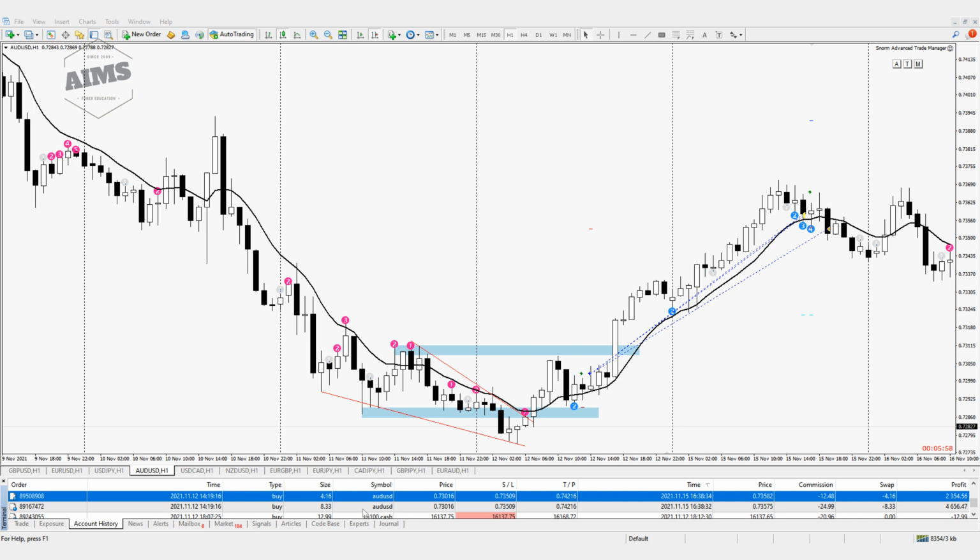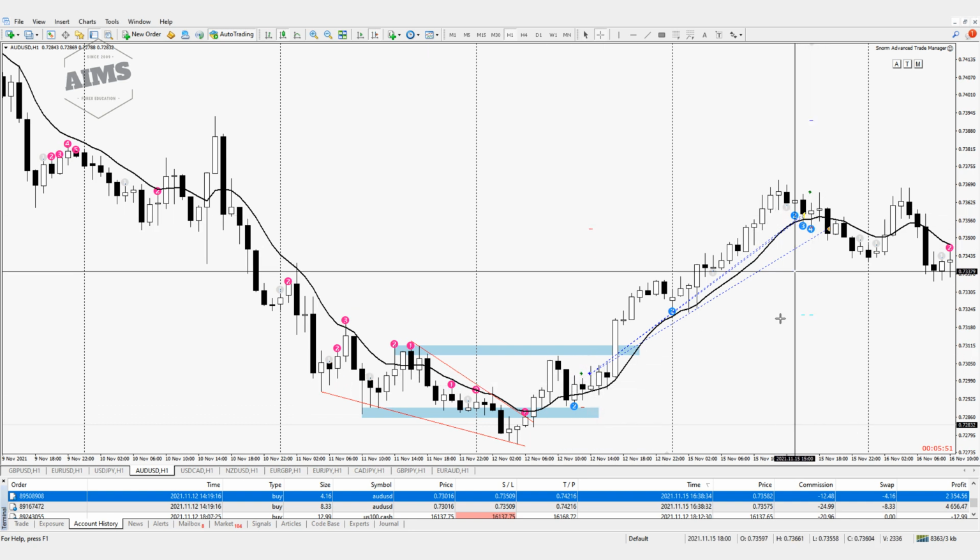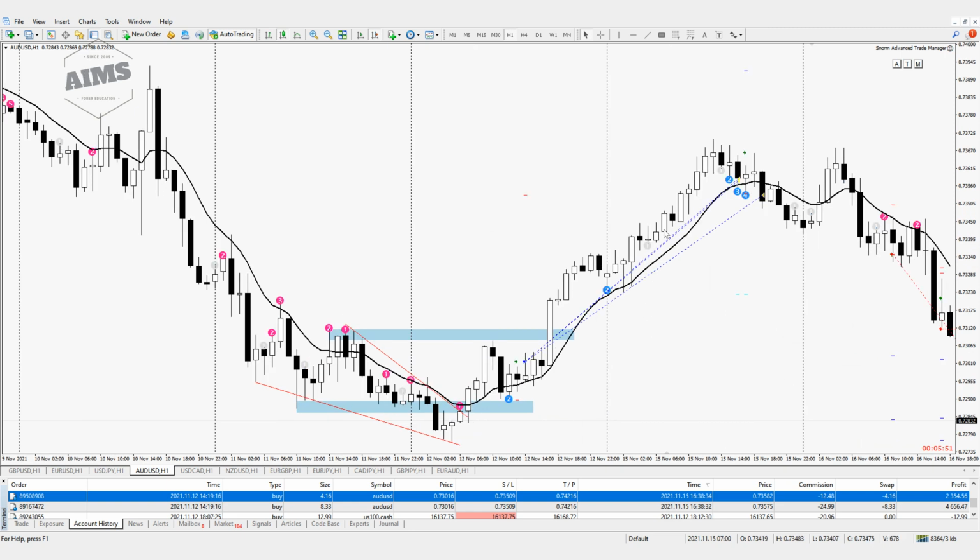It's this over here, Australian dollar, 2 trades. The trade was taken on the 12th, around here, 14, and then exited there.